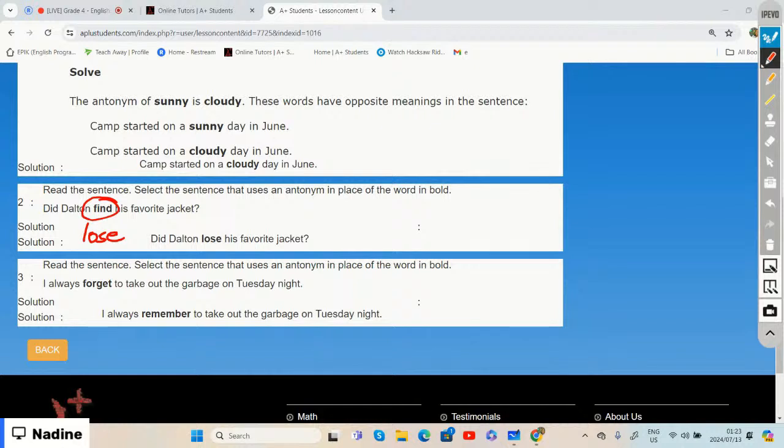It says, I always forget to take out the garbage on Tuesday night. Forget. The opposite of forget. If you don't forget about something, then you what? So the opposite of forget. If I don't forget something, then it means that I have a good memory and then I remember.